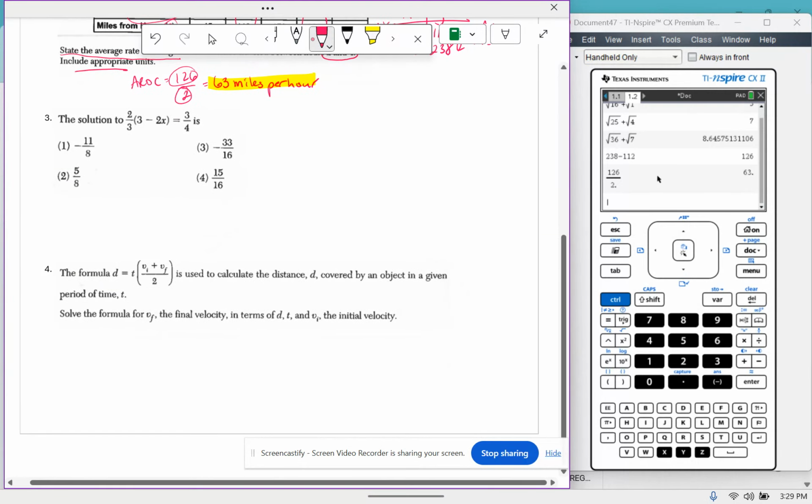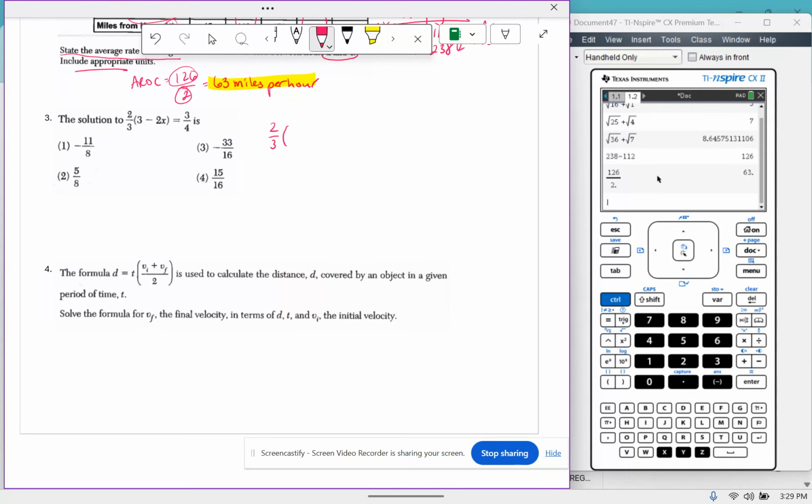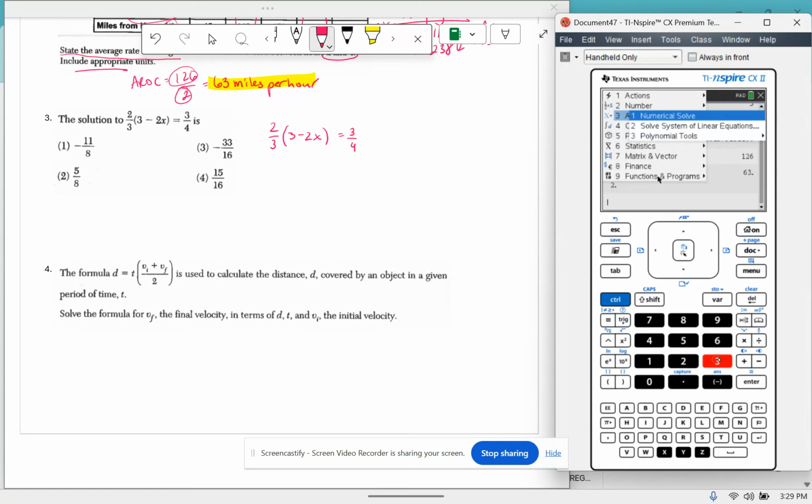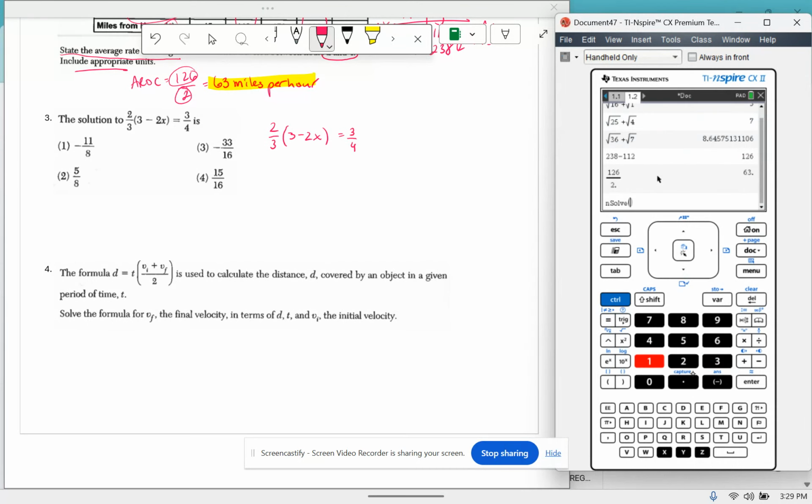Question 3. The solution to 2/3 times 3 minus 2x equals 3/4 is, so I now have 2/3 times 3 minus 2x equals 3/4. First, I'm going to get the answer in the calculator so I know exactly what I'm trying to reach with my math. So I'm going to go menu, 3, 1 for solve. I then type it in the way I see it. Don't forget your comma x at the end. And this is what you get.